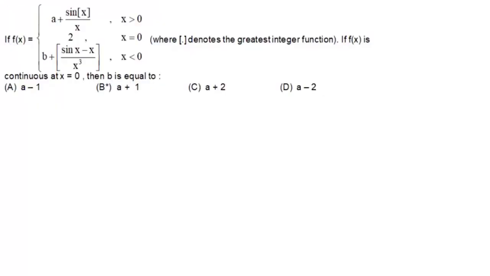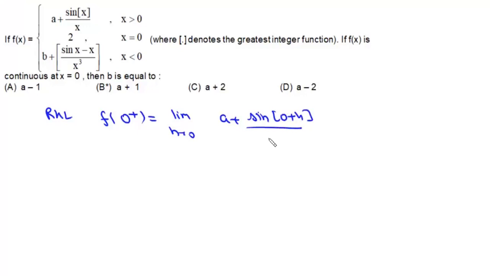Now the question is, we are given this function f(x) and it says if f is continuous at 0, then find the value of b. Now if we look at its right hand limit, it will be f(0 positive), and it is limit h tends to 0 a plus sine(0 plus h) upon h. Now greatest integer function of sine h is 0. So it is not 0 upon 0 form, but it is 0 upon h, and 0 upon h is 0. So this is A.